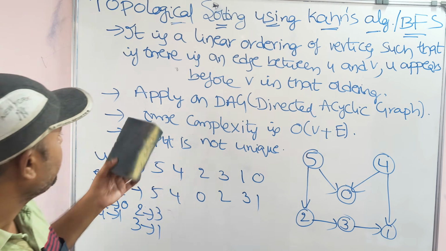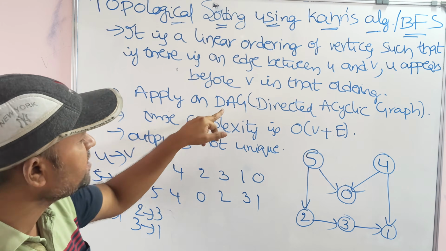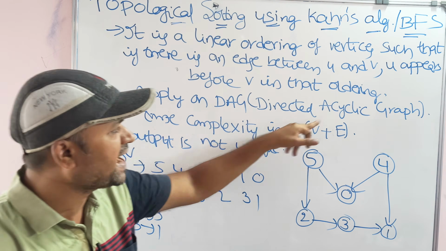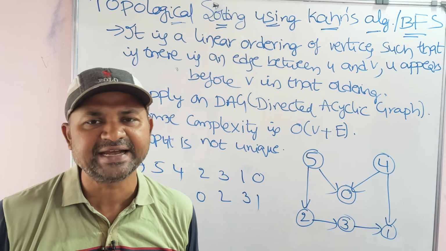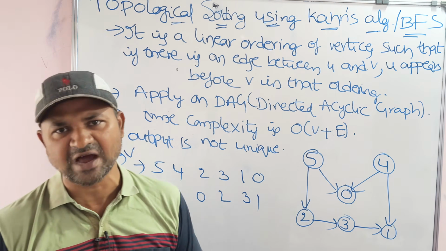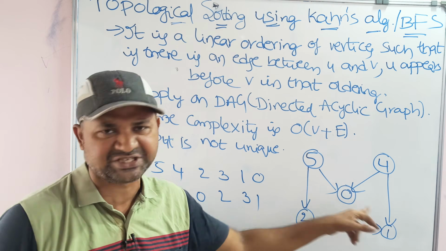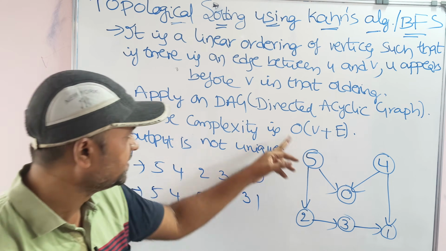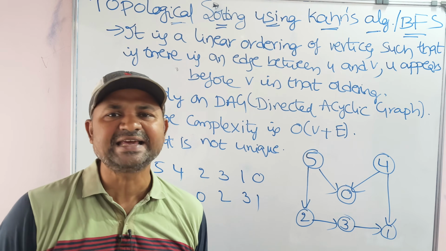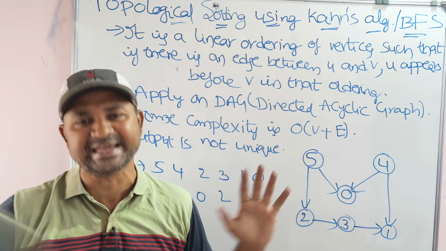Next point, we can apply topological sorting on a DAG. DAG means directed acyclic graph. We know what a directed graph is: every edge in the graph has a direction, shown by directed arrows. Next, an acyclic graph means the graph should not contain any cycle.